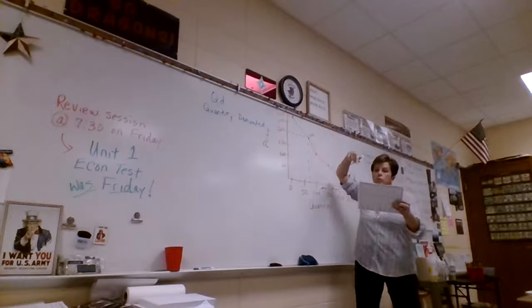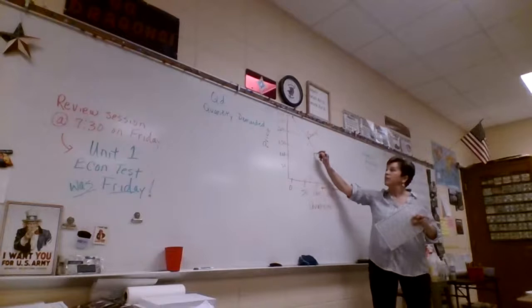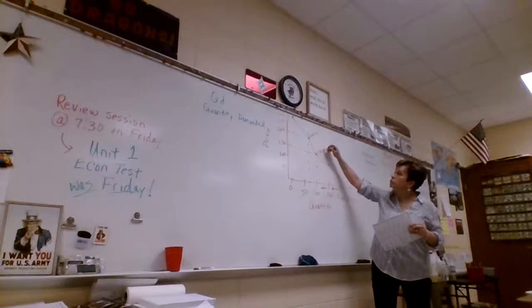That's the point. So at $2, you will sell 70. At $1.50, you will sell 100. So at $1.50, we could put 100 right there, just so kids can see where the points are. Do you get what I'm doing?